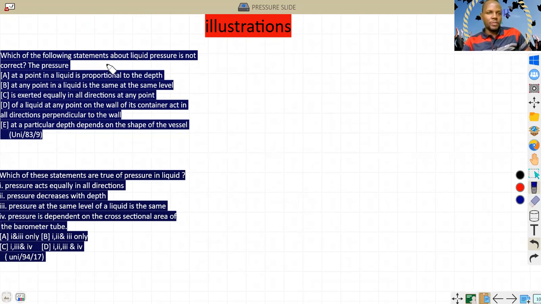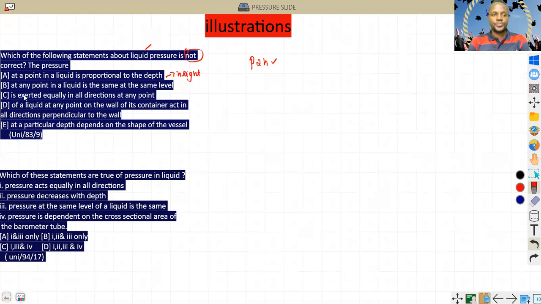So we have: which of the following statements about liquid pressure is not correct? Liquid pressure is the same thing as fluid pressure that we have studied. The question tag here is that we are looking for the one that is not correct about fluid pressure. Remember, we've studied Pascal principle. Now, they said the pressure at a point in a liquid is proportional to its depth. What does depth stand for? Depth is height. Remember Pascal principle? We said pressure is proportional to height.